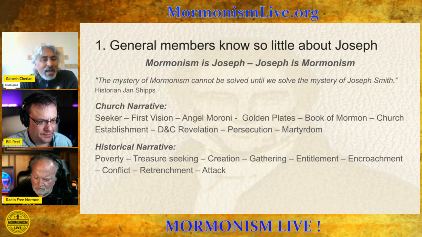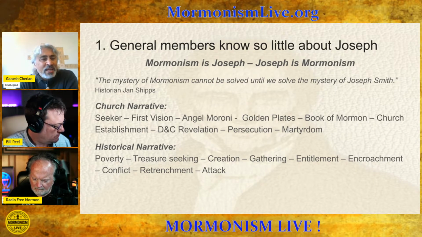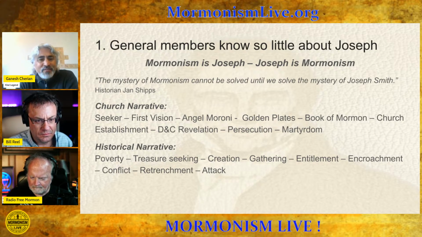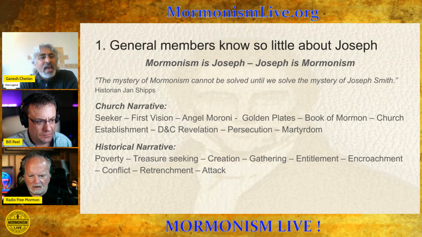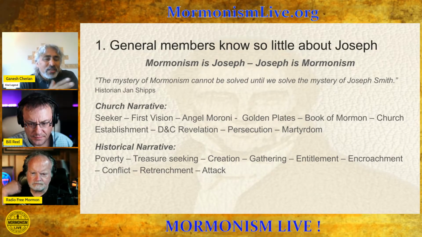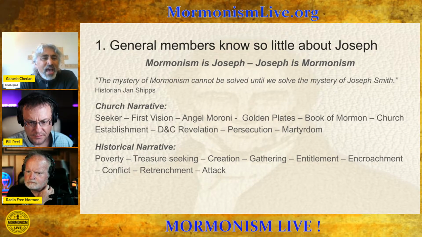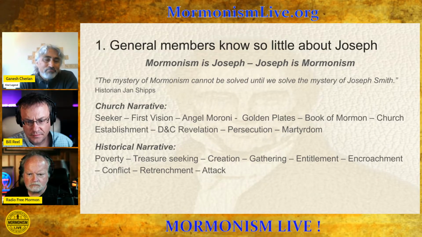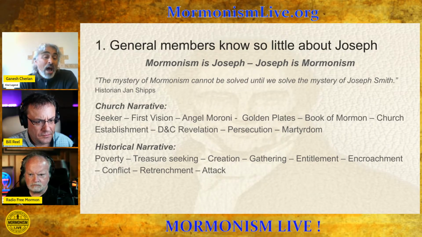The first vision comes as a part of that seeking. The angel Moroni is there to deliver the gold plates in the Book of Mormon, and the church establishment and revelation and the persecution and the martyrdom of Joseph are very much in line with the spiritual nature and connection with God. That's the trajectory. That's the timeline.